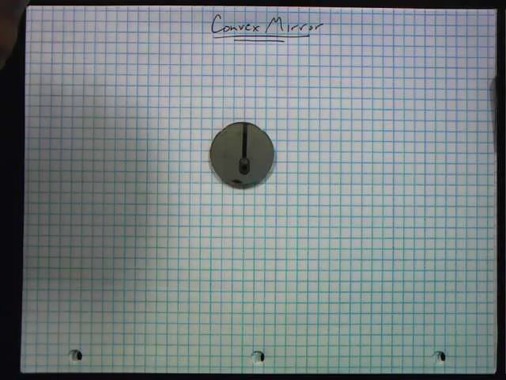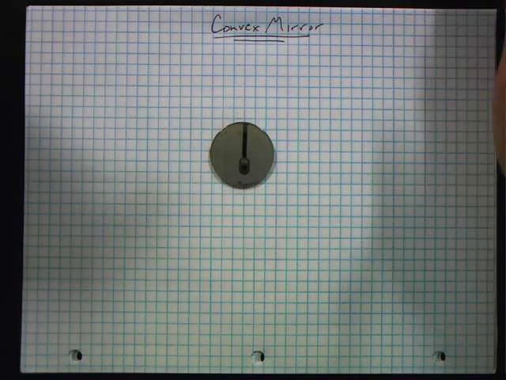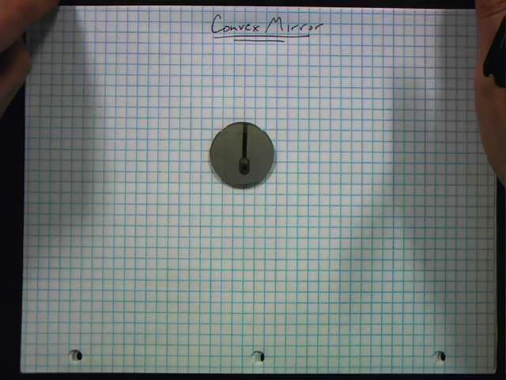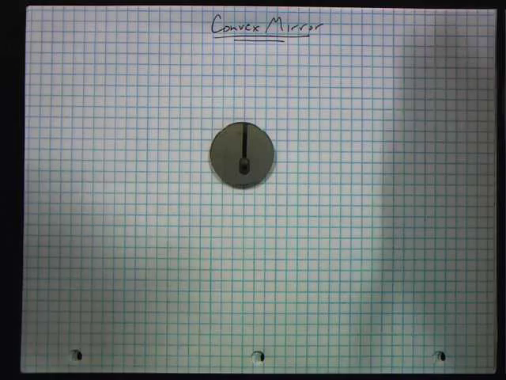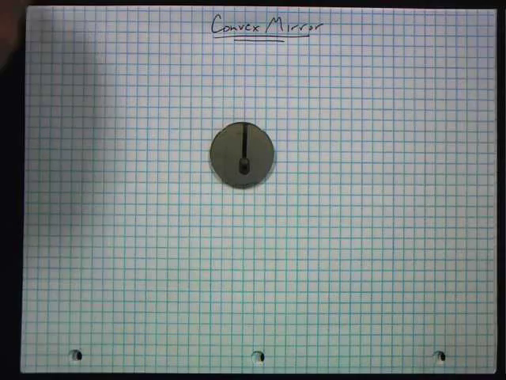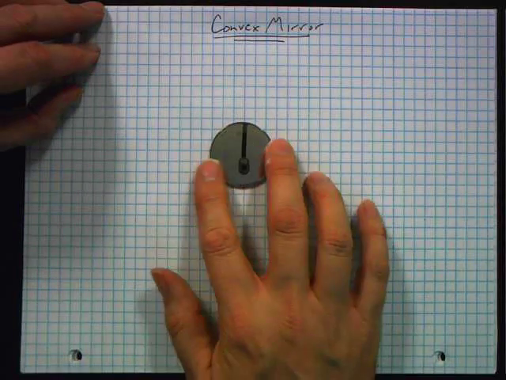Okay, welcome back to Playing with Ray Diagrams. This time we're not going to look at a plane mirror, we're going to look at a curved mirror. Curved mirrors are more fun, that's why you tend to find them in fun houses. This particular mirror is a convex mirror, and it has a wide field of view.